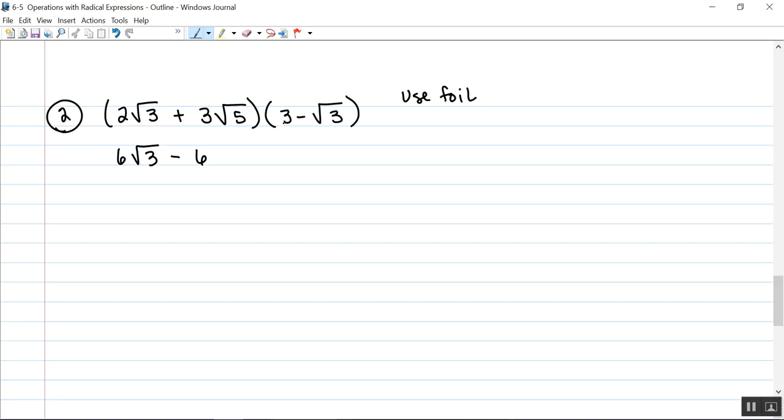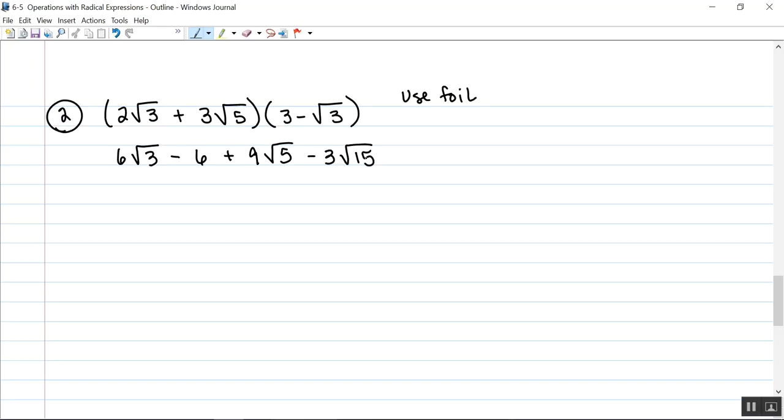3 square root of 5 times 3 gives me a positive 9 square root of 5. And then doing my last, 3 square root of 5 times negative square root of 3 gives me a negative 3, and I can multiply the square roots, square root of 15.